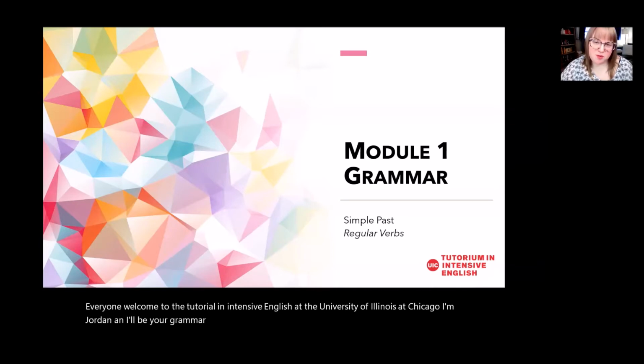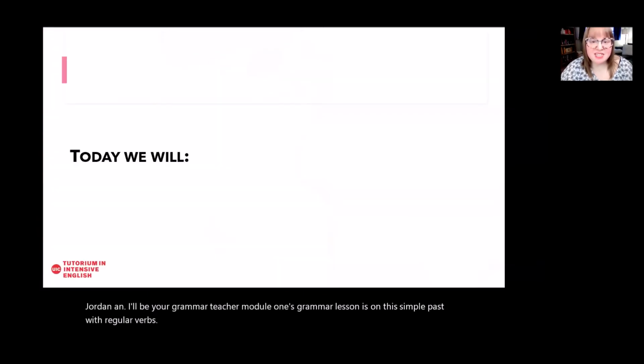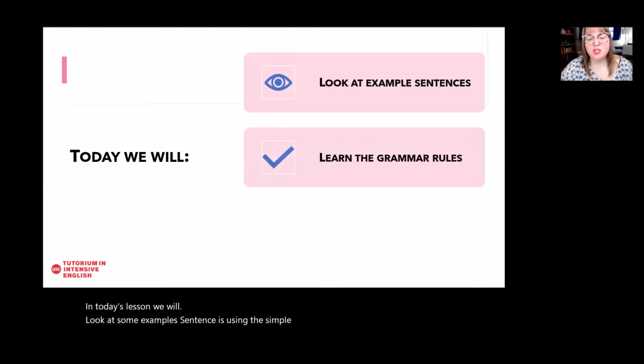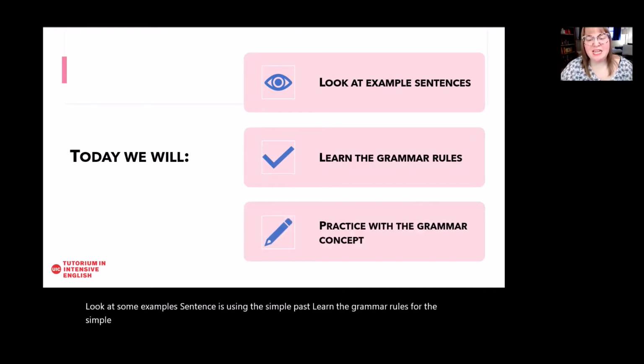Module 1's grammar lesson is on the simple past with regular verbs. In today's lesson, we will look at some example sentences using the simple past, learn the grammar rules for the simple past, and practice with this concept. First of all, let's look at some sentences.